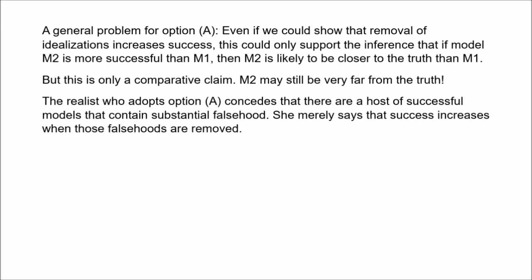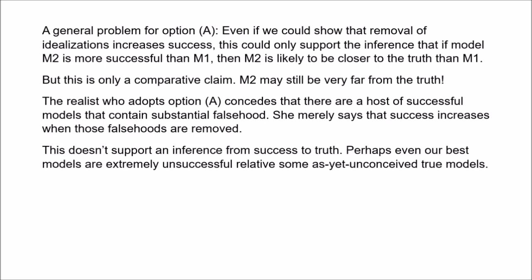The trouble with option A is that the realist concedes that we have a host of very successful theories and models that involve substantial falsehoods. She merely says that if we eliminate the falsehoods, the theories and models will be more successful. But it's not obvious how that supports a rule that tells us to infer from success to truth.